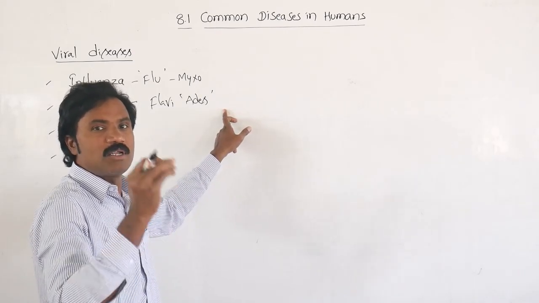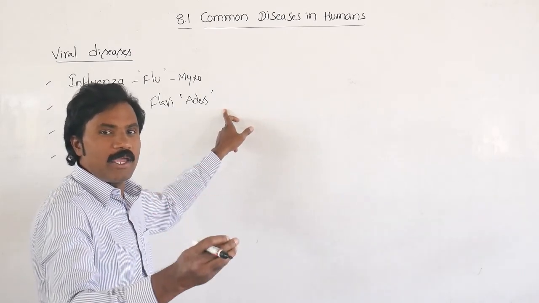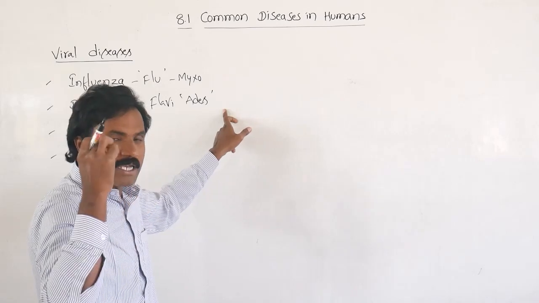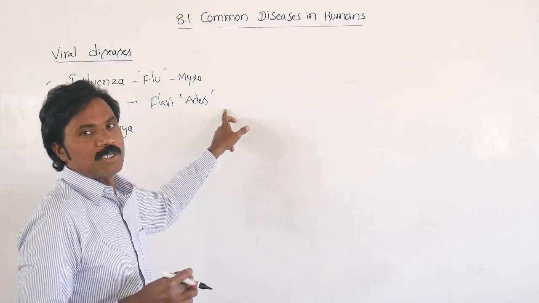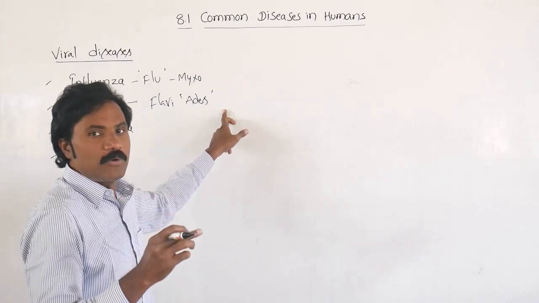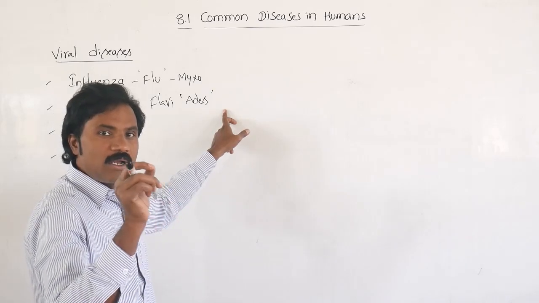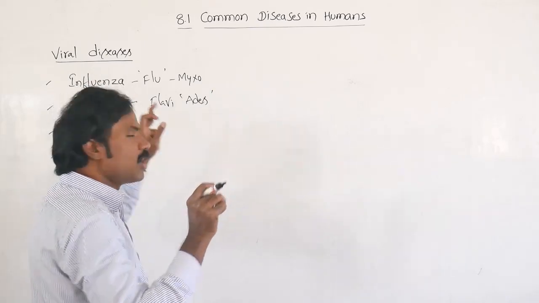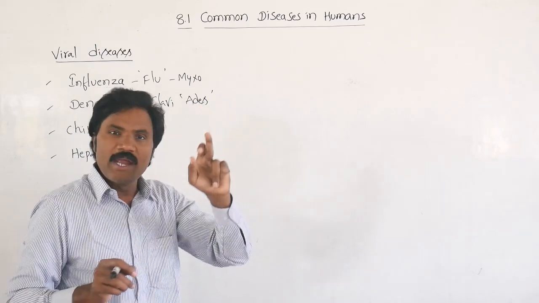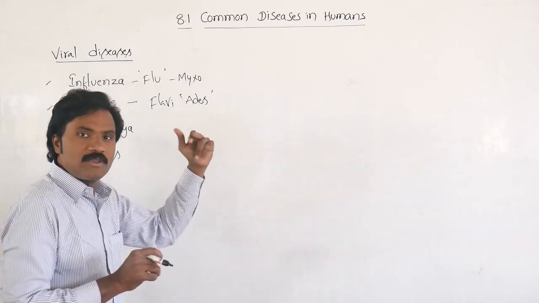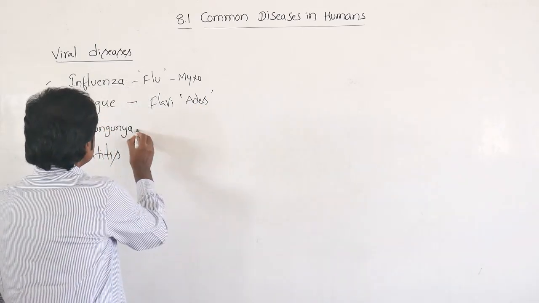Apart from this, headache and body pain, especially pain behind the eye, are present. But it is very important how dengue is transmitted: with the help of the Aedes mosquito. It acts as a vector.